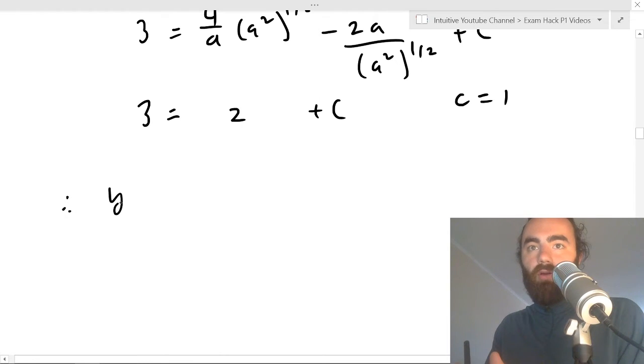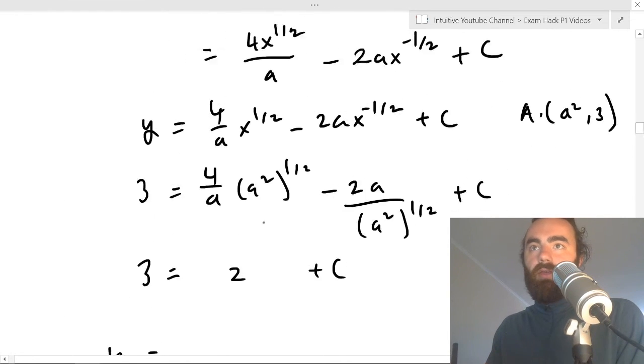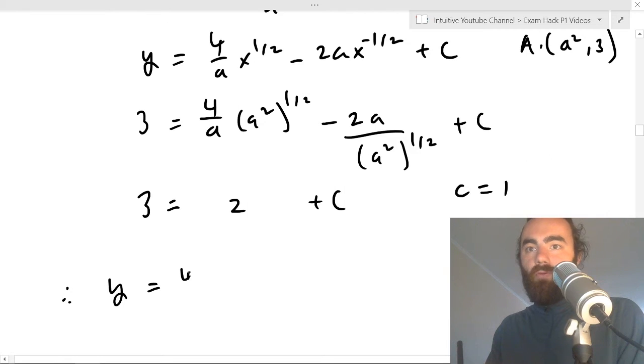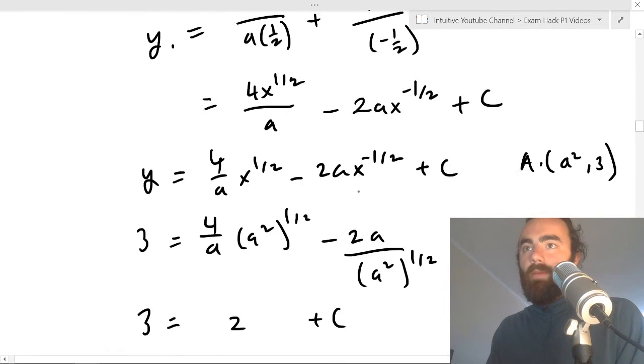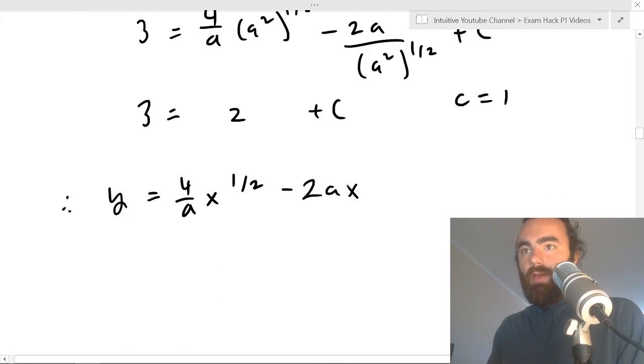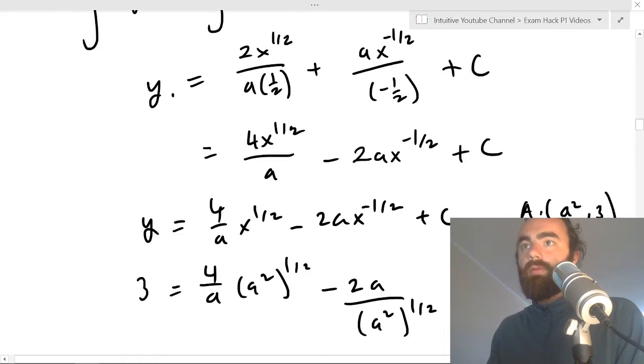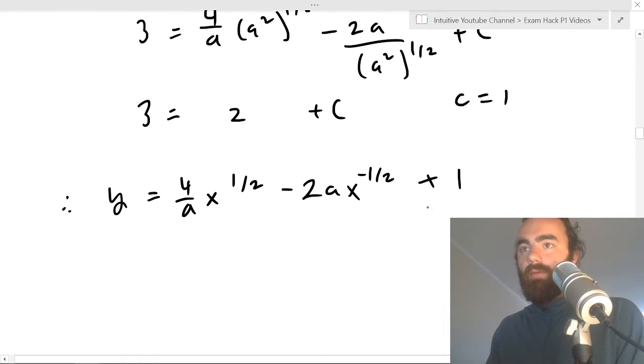So therefore, the equation of our curve is 4 over a x to the half, minus 2a x to the negative a half, plus 1.